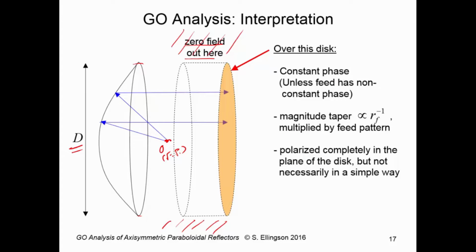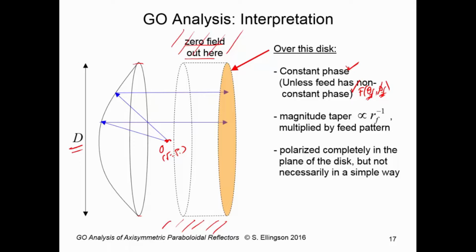Now, over this disk, which is a cut through the cylinder at any distance, there will be constant phase. That was by design. And I should say, we didn't take into account the fact that the feed might have non-constant phase, but that is included in the expression for the feed normalized pattern. So we haven't neglected it in this formulation, we just haven't explicitly pointed it out. So to the extent that the feed has constant phase as a function of theta sub f and phi sub f, we have constant phase. To the extent that the feed has varying phase as a function of these variables, we will have non-constant phase.